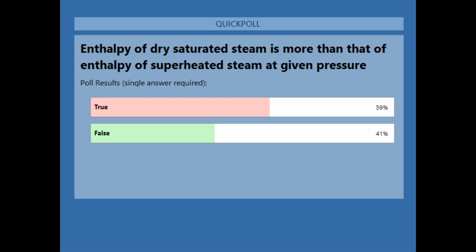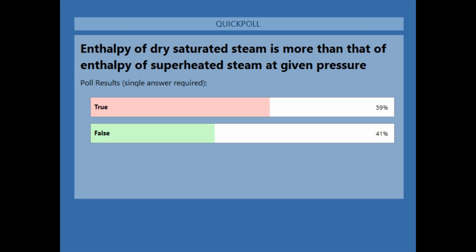I'm closing this poll and I'm sharing the results with you. So you see that again, the majority of the students have answered it wrong. Okay, so my understanding is that only 30 to 40% of the class is appreciating this concept about the heating process which I had shown you on the temperature enthalpy diagram.